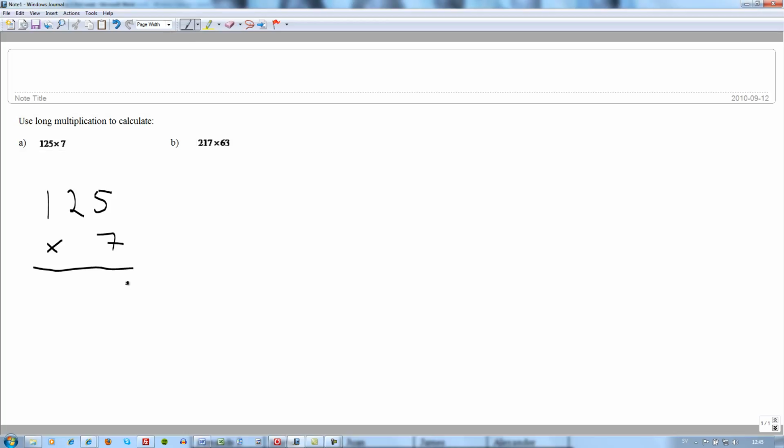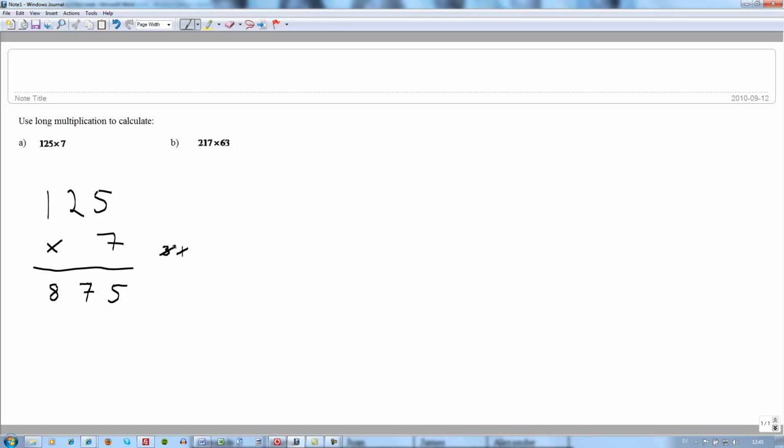Okay, one more time. First of all, 7 times 5 equals 35. Write down the 5 here. Just make it a note here so we remember 3. 7 times 2 equals 14 plus 3 equals 17. Write down the 7 and make a note of the 1 here. Last step, 7 times 1 plus 1 equals 8.